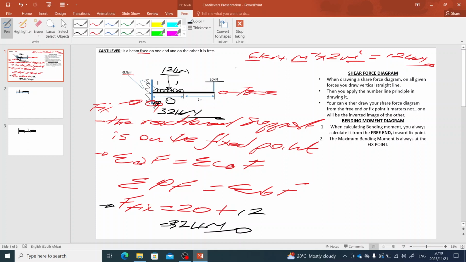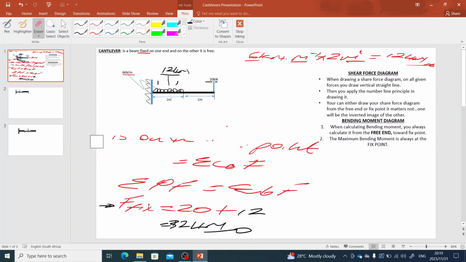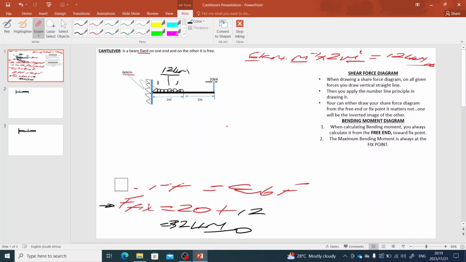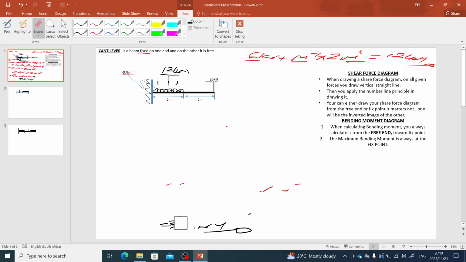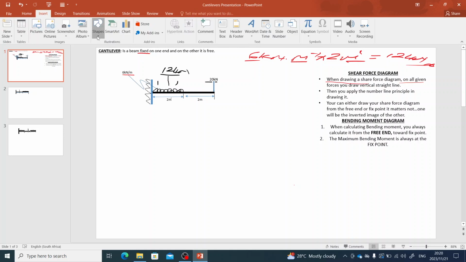Now, we said as a matter of fact that when coming to the shear force diagram, let me wipe here. When drawing the shear force diagram and the bending moment, we said, let me take your attention to these small notes here. We said on all given forces, when we draw the shear force diagram, you draw a vertical straight line. In this case, we are having the given forces. These are given forces, forces which come with your beam. You draw the vertical straight line, like I did there.